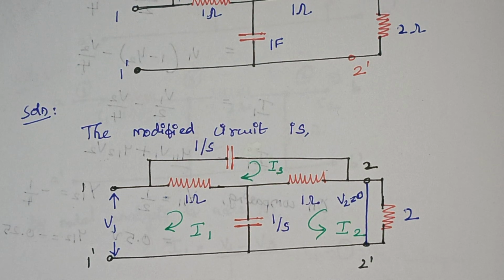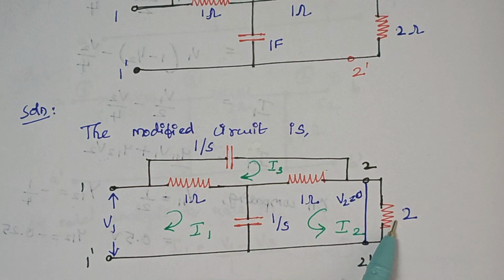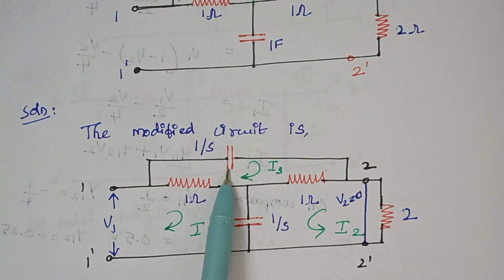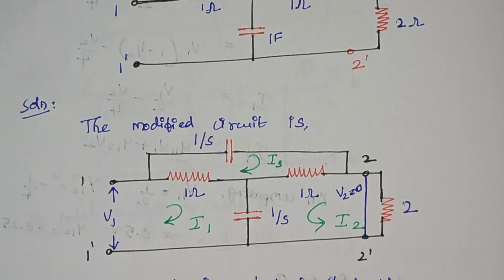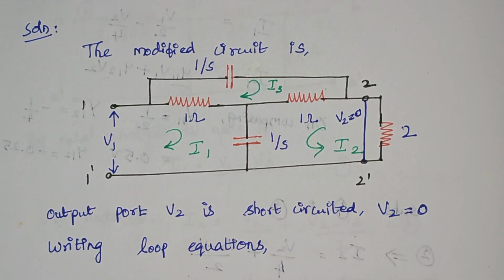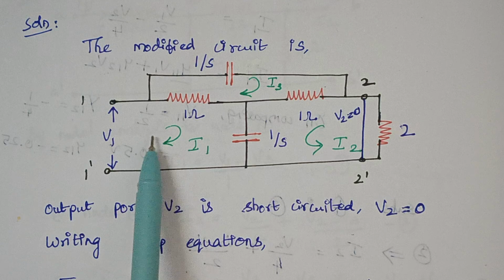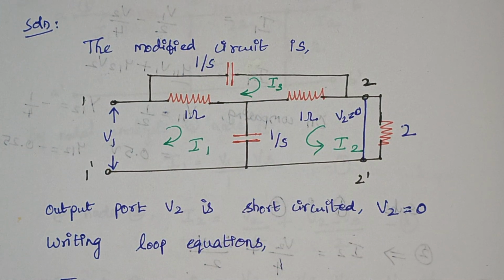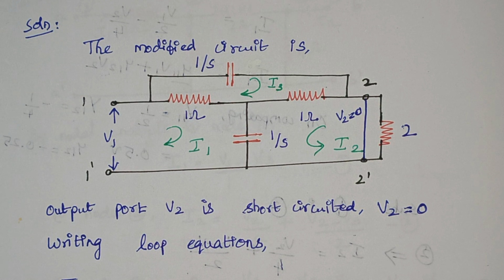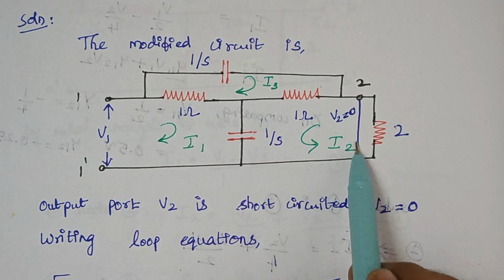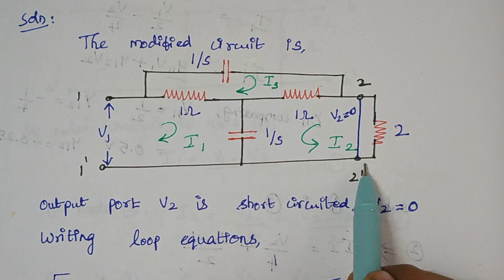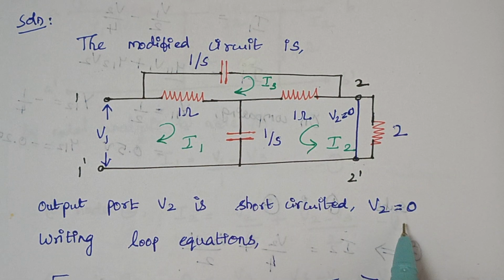Here the values of the resistors are 1, 1 and 2, and we have a capacitor of value 1 farad, so it is 1 by S, and again 1 by S. We have taken the directions of the currents: here it is I1, here it is I2 and here it is I3. The output port is short circuited, which is indicated by drawing a line like this. What does this mean? The value of V2 is 0.